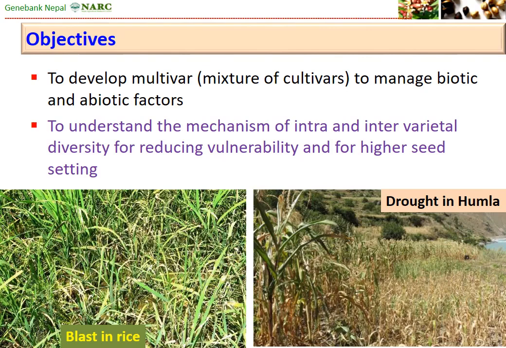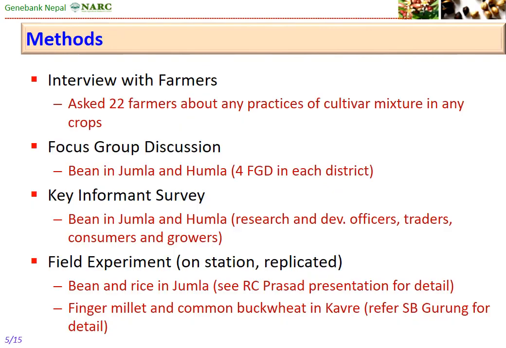Here the left photo shows blast damage in rice, and the right one shows drought problems in Humla. We are focusing on minimizing or managing the drought in Humla and the blast in rice by developing the multivar. We try to document the existing cultivar mixtures in farmers' fields.